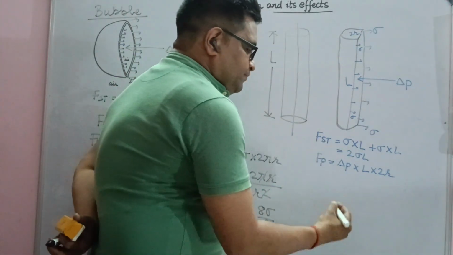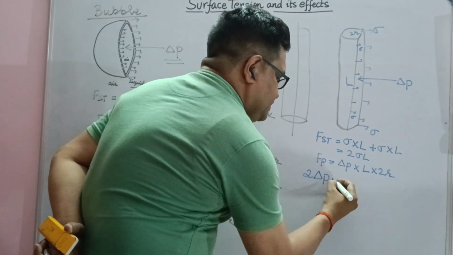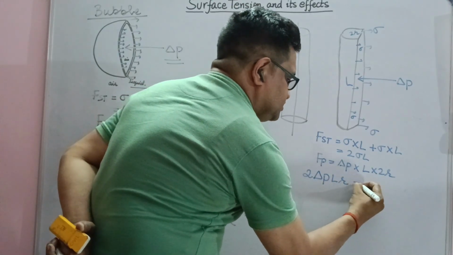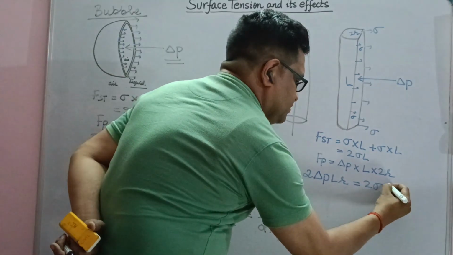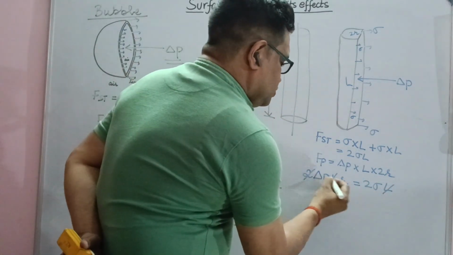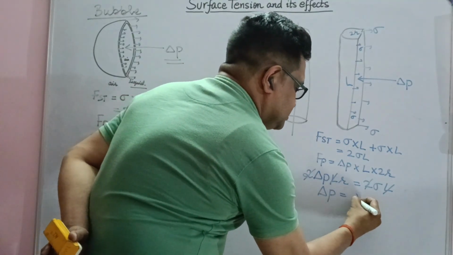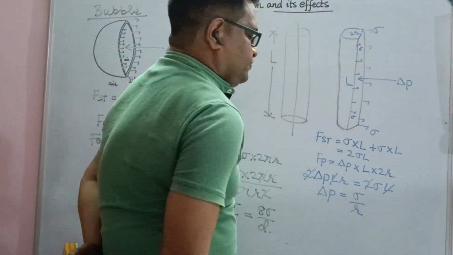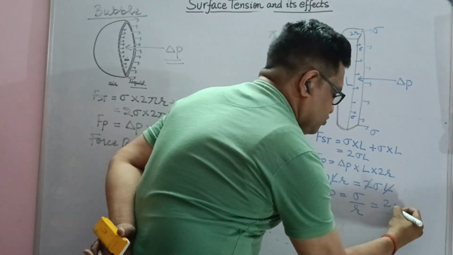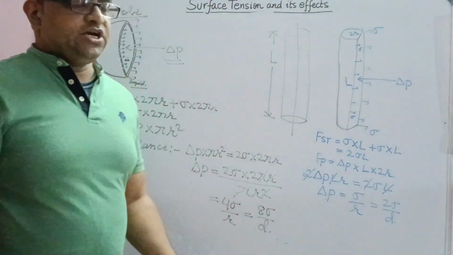Again, equating both, we get 2 del P L into R is equal to 2 sigma L. L gets cancelled and 2 also gets cancelled out. So we have del P is equal to sigma upon R, or 2 sigma upon D. This is the case for a cylindrical jet.